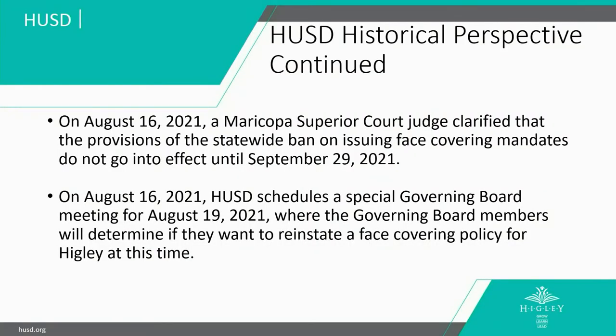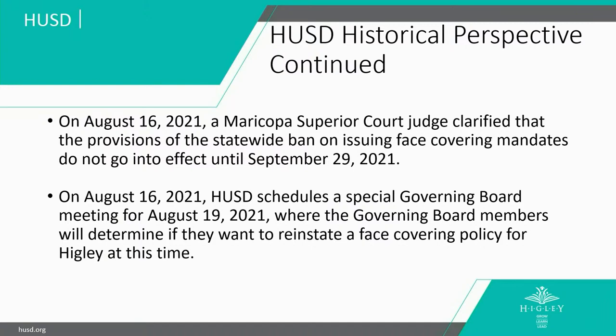So one of the things that we have learned an awful lot in navigating the whole pandemic is that things change on a dime, and information that was true one day is not true the next, and then we respond accordingly.